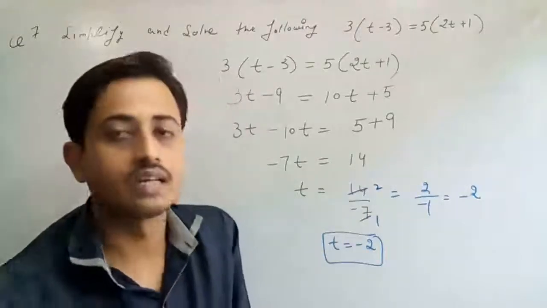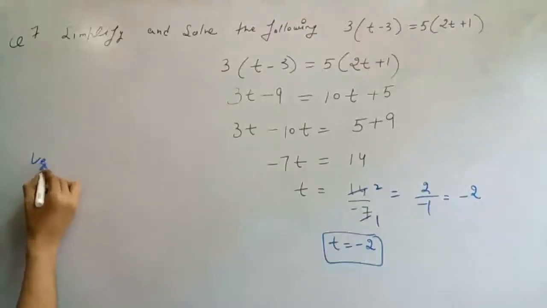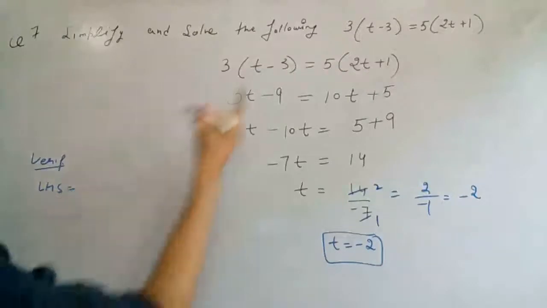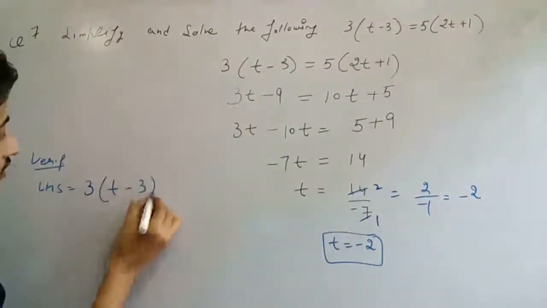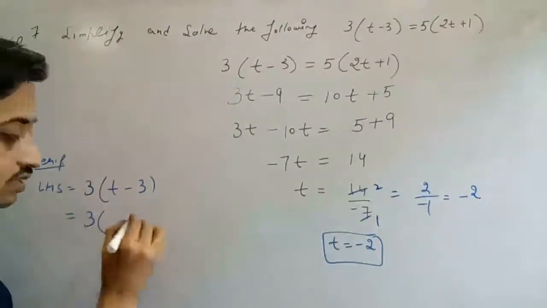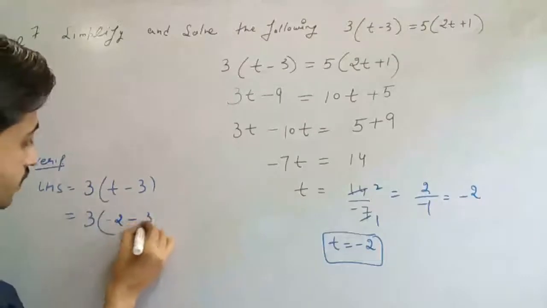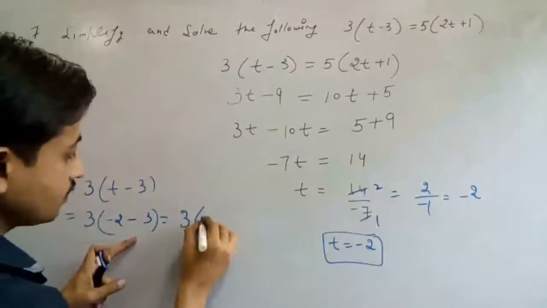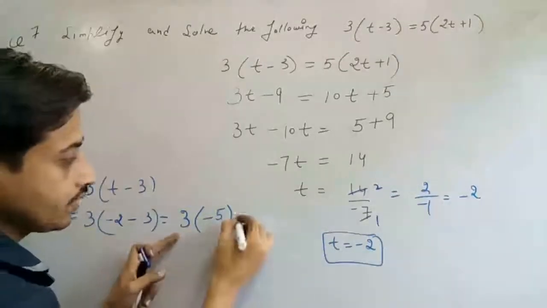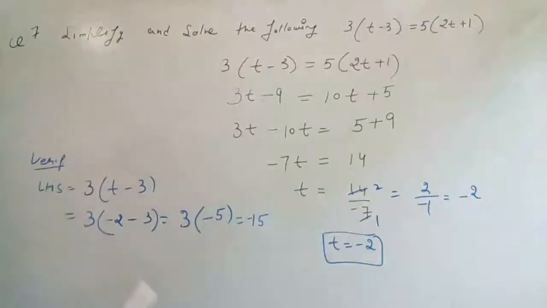We solved. Now what we have to do? Verifications. So I am taking verification left hand side. Left hand side is what? 3 into t minus 3. Now solve this. What's the value of t? Minus 2. Put it. Minus 2 minus 3. And we know minus 2 and minus 3 is minus 5. 3 into minus 5, we get minus 15. So this is our left hand side.